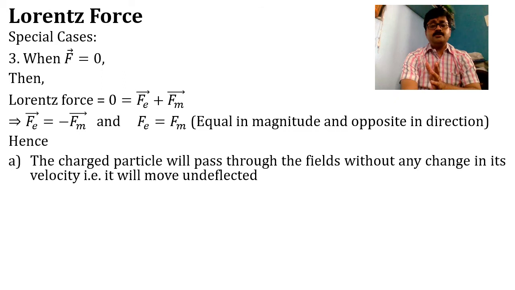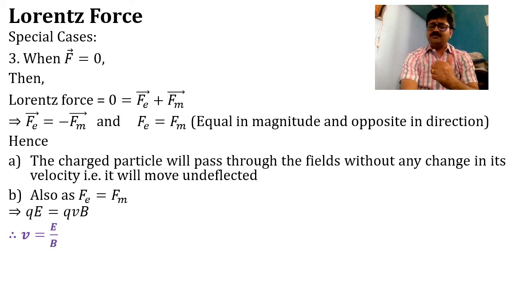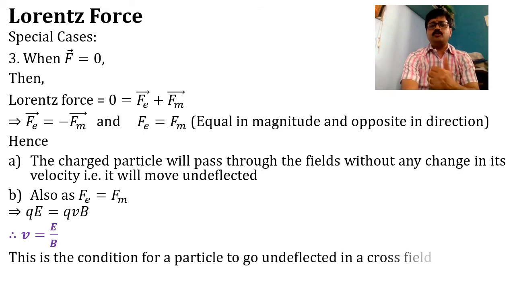So this is one very interesting case. Now let us see further, like what exactly we can derive out of it. So hence we can say, as magnitudes of electric force and magnetic force, both of them are equal, we can very easily see that QE is equal to QVB. So because of that reason, we can very easily write V is equal to E by B. So V is equal to E by B is the condition for a particle to go undeflected in a cross field. So I hope you can make this out.